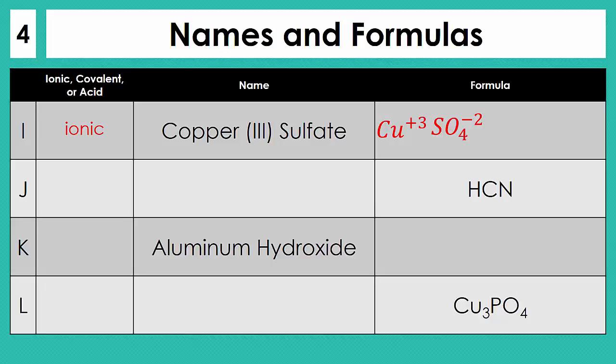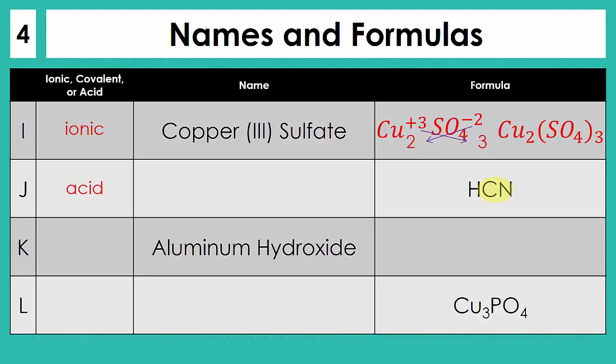So I should aim to have plus 6 and minus 6, and then my formula will be neutral. So if I bring that 2 down, that gives me 2 coppers. And then if I bring this 3 down, that's going to give me 3 sulfates. So 2 positive 3s makes plus 6, and 3 negative 2s make minus 6. So my charges are balanced. And I want to make sure that I use parentheses around the sulfate because I'm trying to say 3 sulfate ions, not SO43.